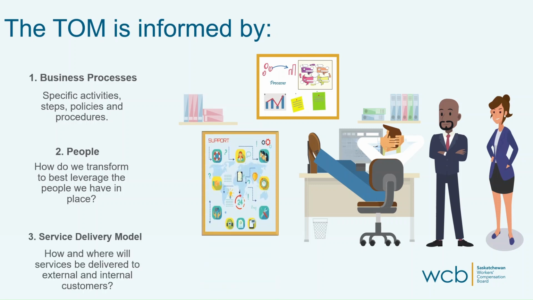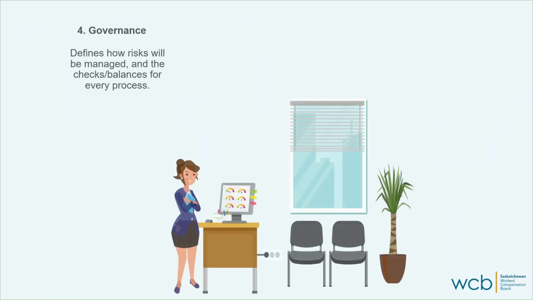Third, the TOM is informed by the service delivery model, which includes how and where services will be delivered. This includes services to our customers, as well as our internal colleagues across departments. Moving on to the fourth component, governance. How will we track and manage risks? What checks and balances are in place for the business processes?